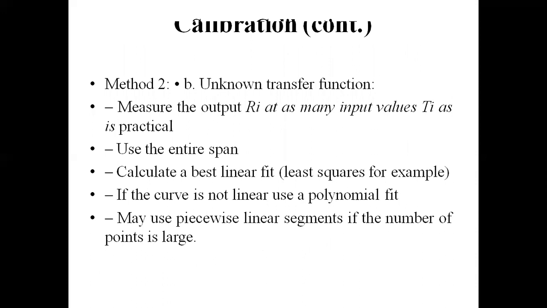The next thing, method 2, is when the transfer function is unknown. We have to measure the output Ri at as many input values Gi as practical, and use the entire span. Among that, we calculate the best linear fit by least squares. If the curve is not linear, then we have to use a polynomial system. We may also use piecewise linear segments if the number of points is large.